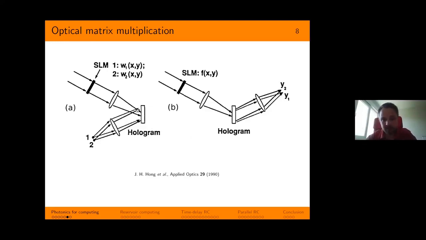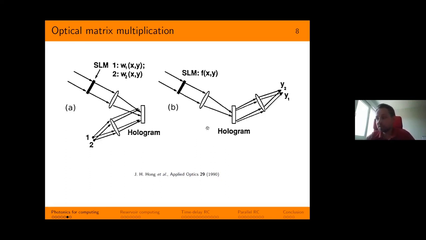We have here a simple hologram, which is created by the interference of the weights of the neuron, the W, loaded here in a spatially extended beam. And on the other side, we have just a reference beam that interferes with the weights and creates the hologram to record the information of the W's in the hologram.